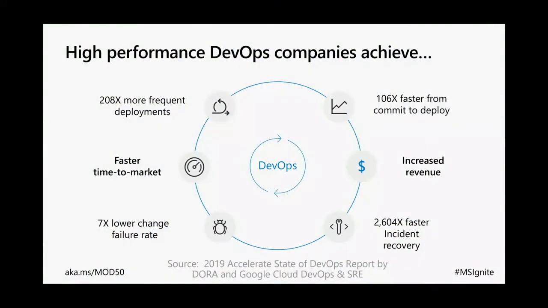This is a report that comes out every year by a group called DORA. They're actually owned by Google now. DevOps Research and Assessment is what that stands for.